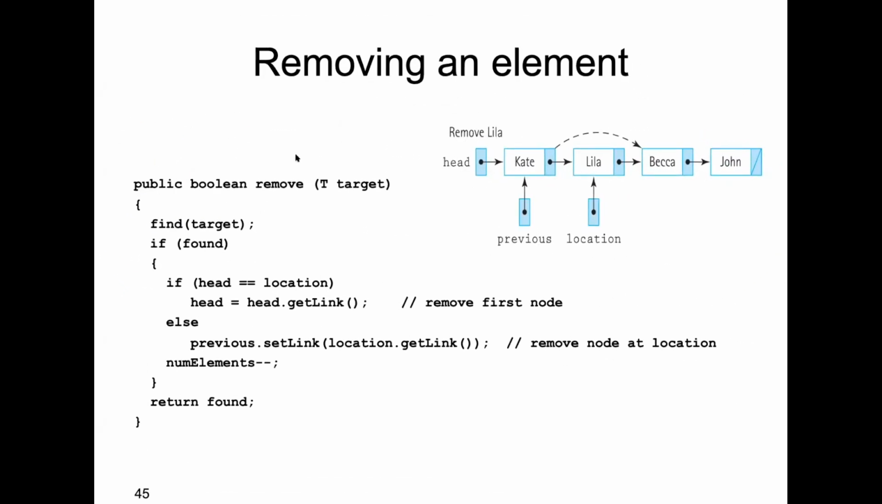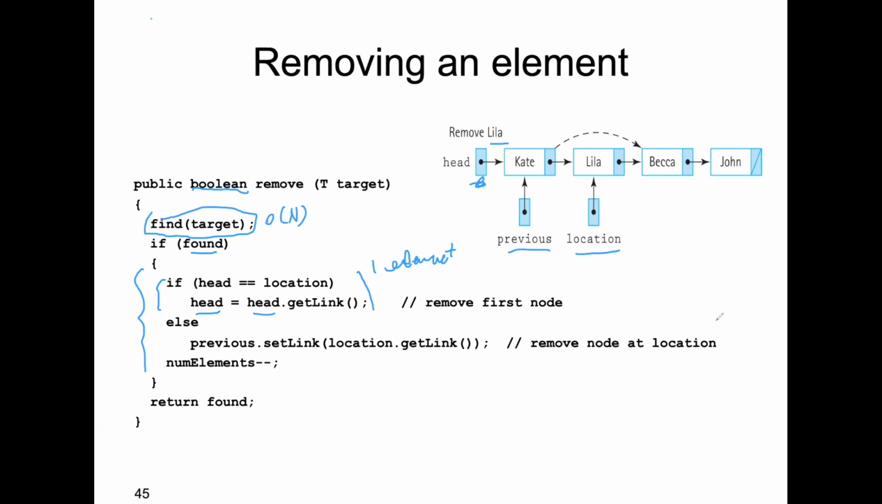This is the remove method that returns a Boolean, whether the removal of this target is successful or not. And notice that this find method returns both previous and the current location of that target. That target is Lila. So we are going to remove this element Lila after find, which is O of n. Just to be on the safe side, if found is true, then we execute the set of the logic here. The first possibility is that your location is already at the head, meaning this linked list only has one element, and that element is the target, Lila. Therefore, you can remove Lila by advancing the head to head equals head.getLink, where it's next.